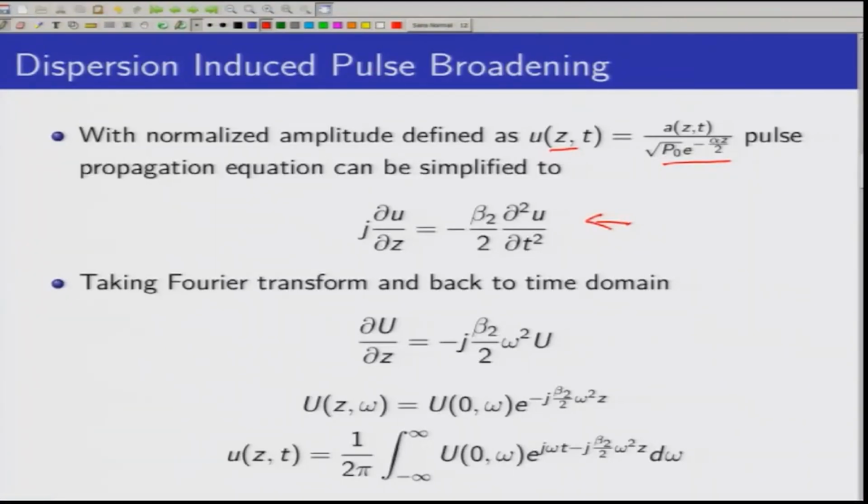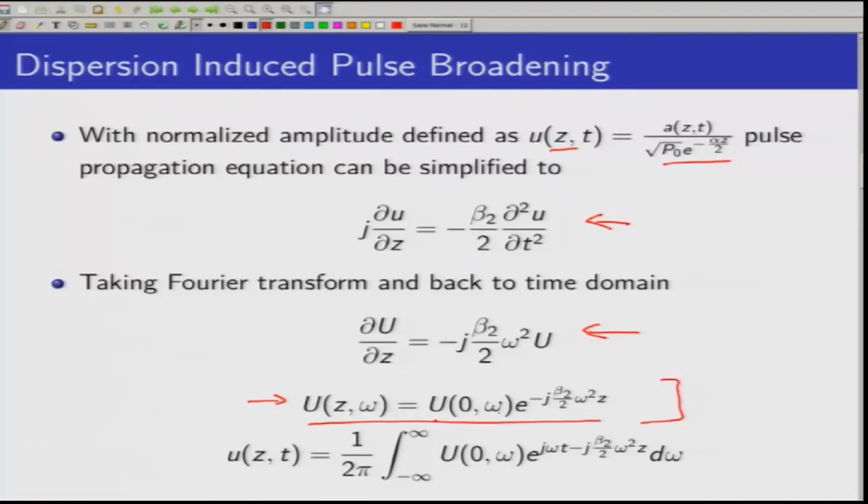Now, to solve this equation, we will take the Fourier transform. Once we have the Fourier transform, we have an equation like this. Now, we can see what U(z,omega), which is the Fourier transform of U(z,T), would be. This equation is indeed very important because we see that when the pulse has propagated over a distance z, it is nothing but the incident pulse, U(0,omega), multiplied by a dispersion factor which is exponential minus j beta 2 by 2 omega squared z.